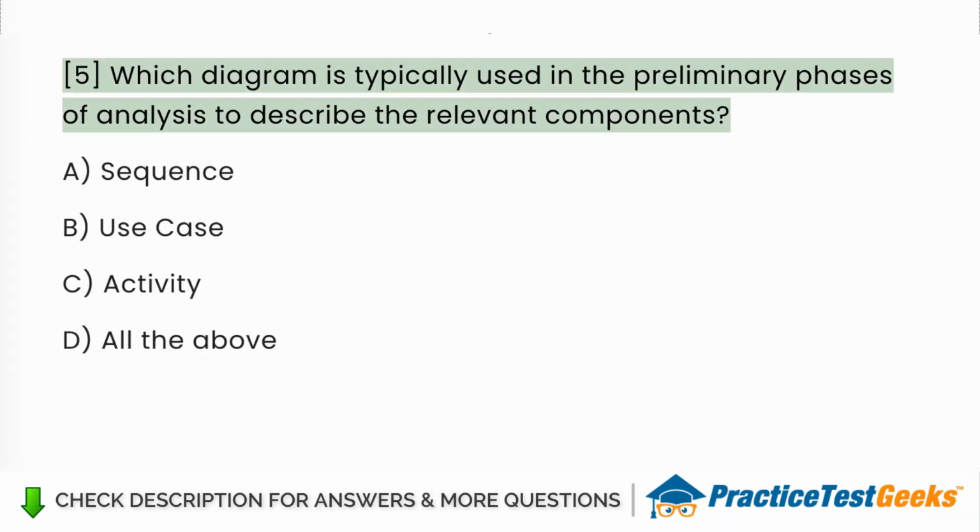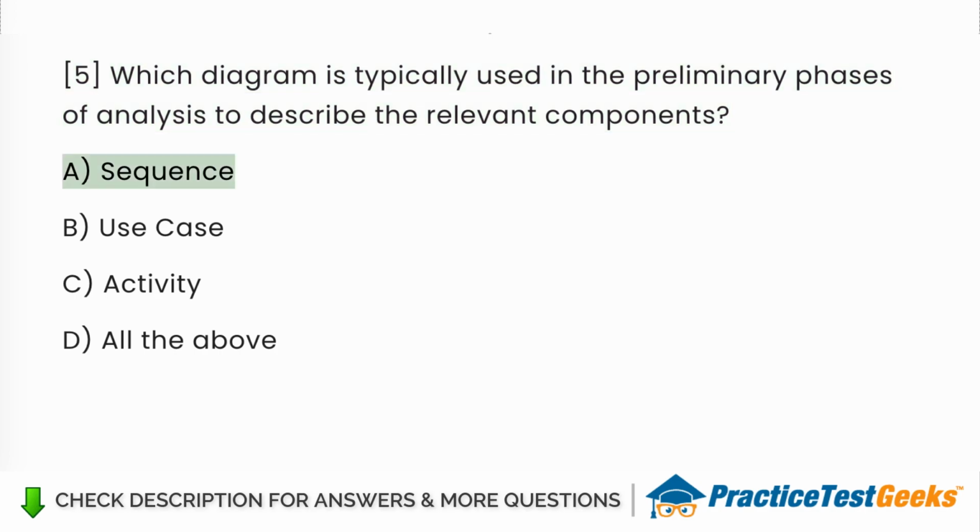Which diagram is typically used in the preliminary phases of analysis to describe the relevant components? A. Sequence. B. Use case. C. Activity. D. All the above.